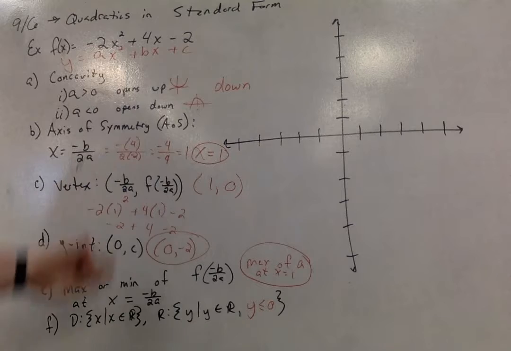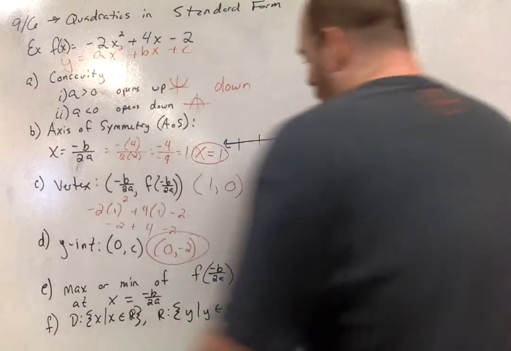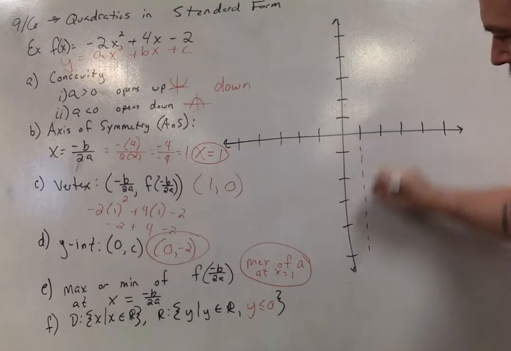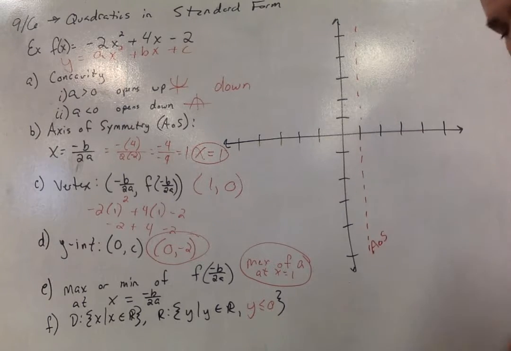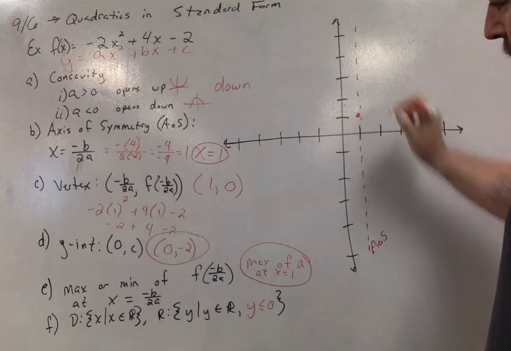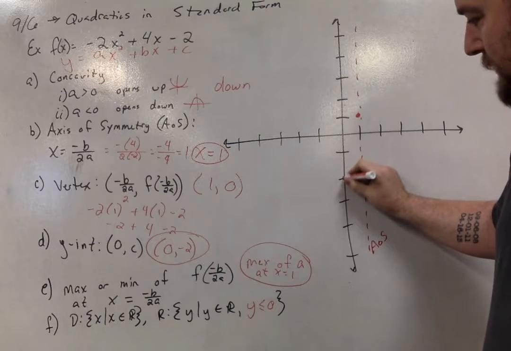Now I have all the information I need to be able to graph my function. I actually have more information than I need, but let's go ahead and graph it. The axis of symmetry is a vertical line at x equals 1. So here is my axis of symmetry. I know that the vertex is at the point (1, 0), which is right there. And I know the y-intercept is at the point (0, -2).